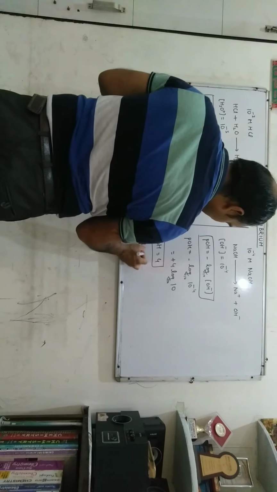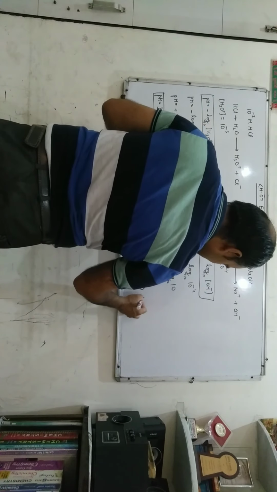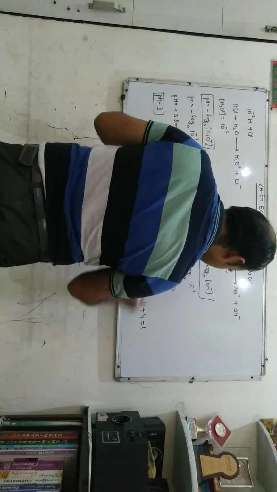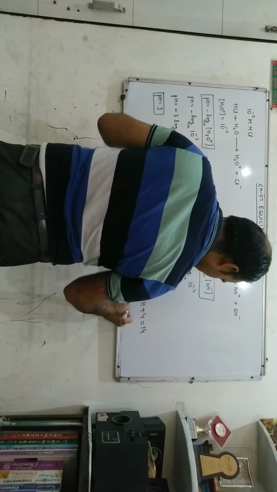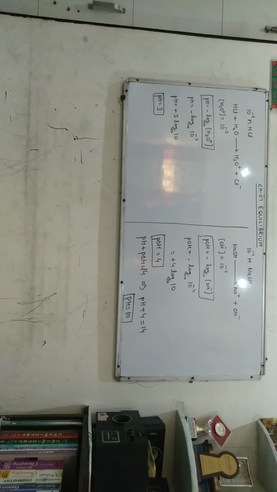But we know that pH plus pOH is equal to 14. Thus, pH plus 4 equals 14. Thus the value of pH is calculated to be 10. With the help of this formula, we can calculate the pH of any solution.